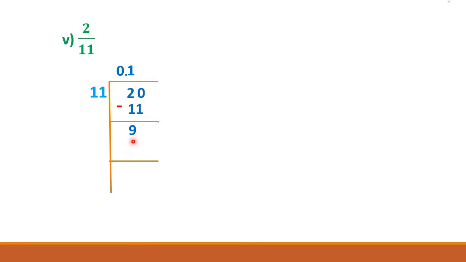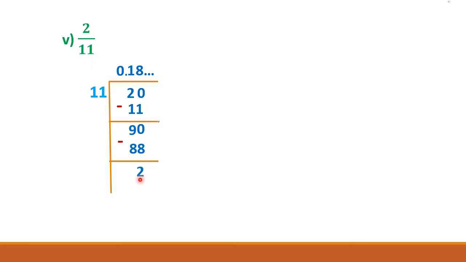Fifth one, 2 divided by 11. Here also 2 is the smaller number and 11 is the bigger number. So 2 divided by 11. We have to put a decimal point here and take a 0. Now it is 20. 11 ones are 11. 20 minus 11, so remainder is 9. Now again we have to take 0. Now it is 90. So 11 8s are 88. Now 90 minus 88 is equal to 2.